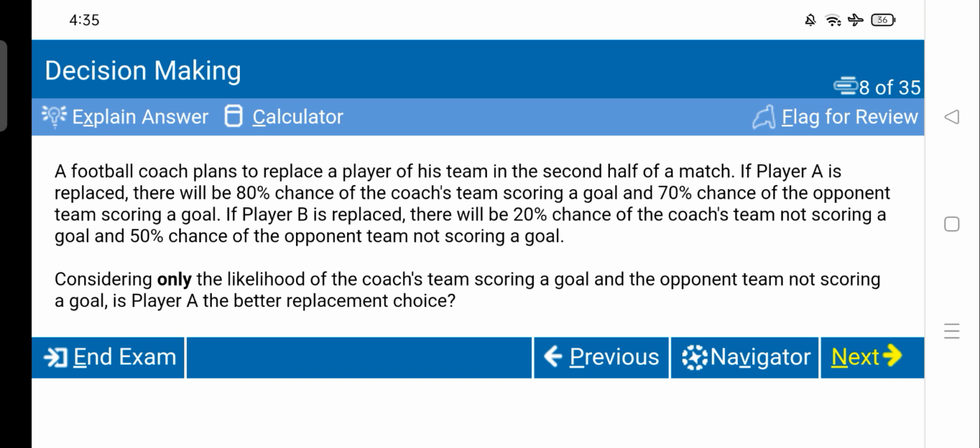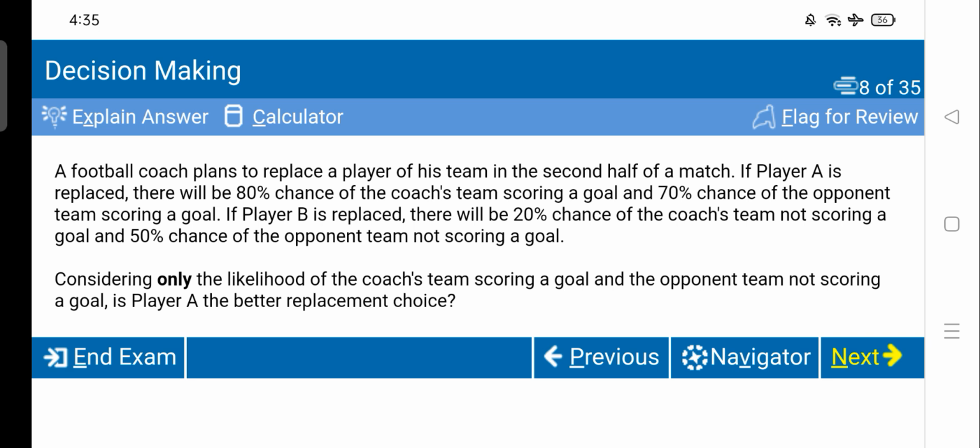Next we have a football coach who plans to replace a player of his team in the second half of a match. If player A is replaced, there will be an 80% chance of the coach's team scoring a goal and a 70% chance of the opponent team scoring a goal.